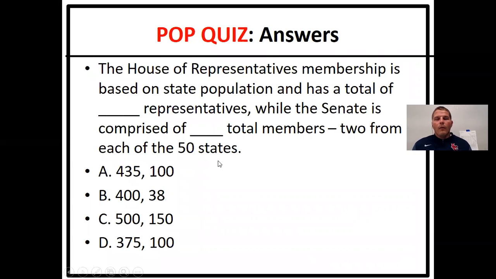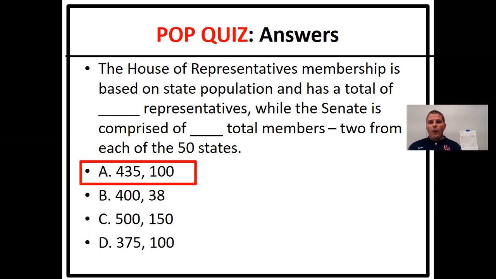Now, when we talk about Congress, Congress is made up of two branches. One is the House of Representatives, and its membership is based off the state population and has a total of blank representatives, while the Senate is comprised of blank total members, 2 from each state. The answer is 435 and 100.